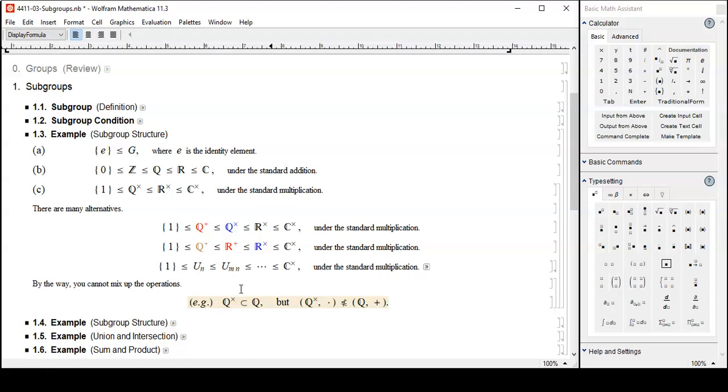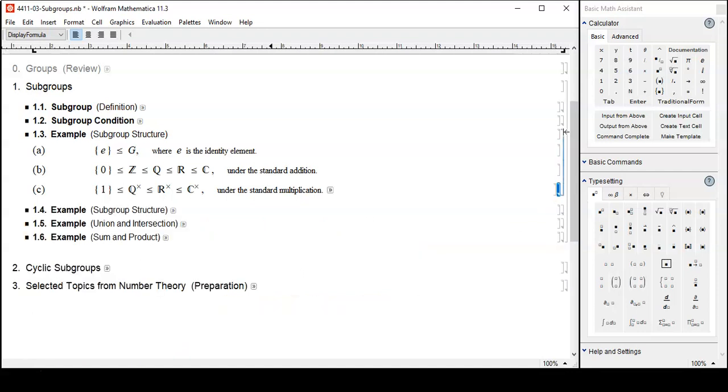Okay? For example, Q× is a subset of Q. It's a proper subset because there's no zero. But this Q× is a multiplicative group and Q is an additive group. So we cannot consider the subgroup structure there. There's no relation because we have two different operations. So do not mix up the operations. Otherwise, we have nice subgroup structures like this.